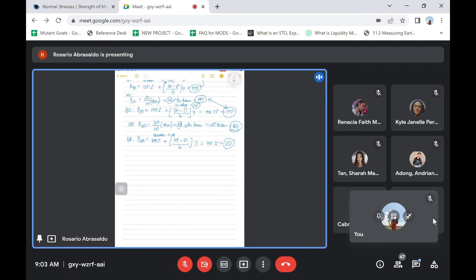Okay, para P sub 70 for ungrouped data. So 70 over 100 times 40 plus 1. So aboto na ta ni P sub 90 plus. What will be the result?